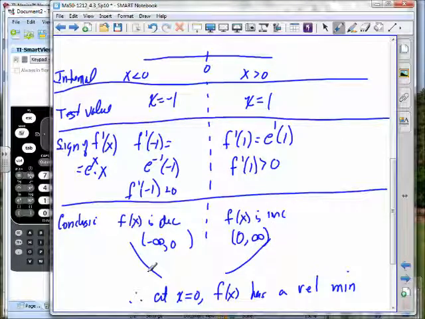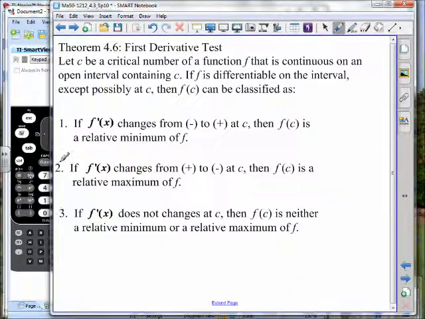Now, I can't remember what type of problems you have on homework, and so they may ask you to set up a sign chart. This is what they're talking about. This is our way of looking at it. Are there other ways of determining this? Oh, yeah. We can do it with the second derivative, but we're in section 4.3, and this is our discussion of the first derivative test. So let's go on and actually see what that theorem states.